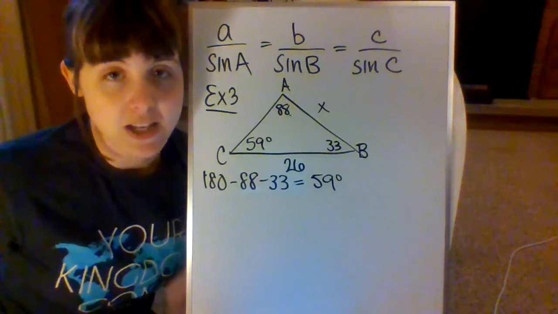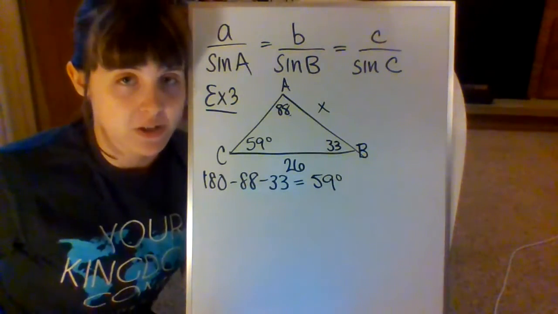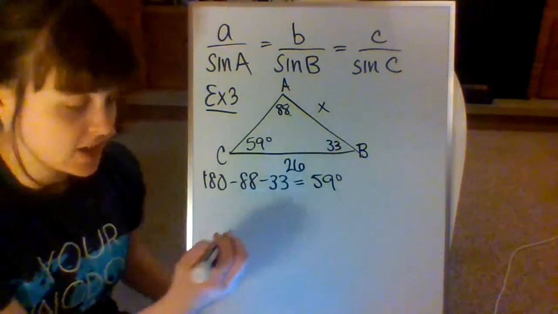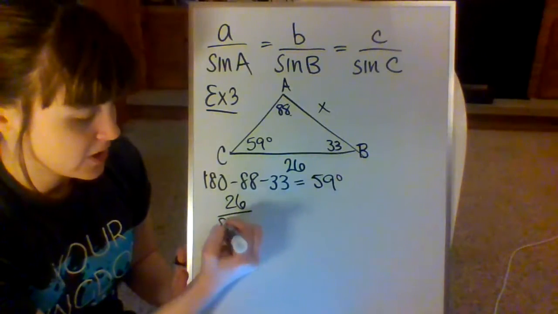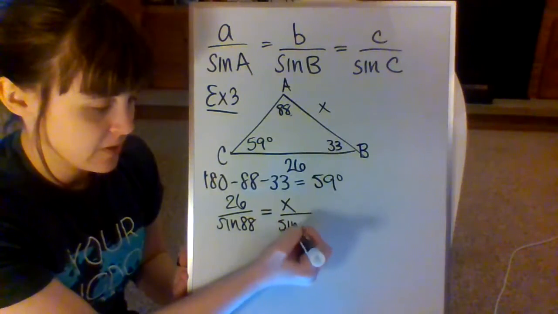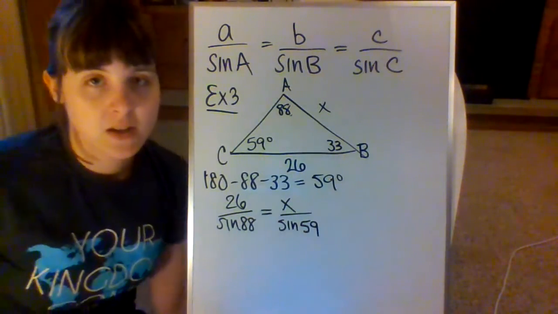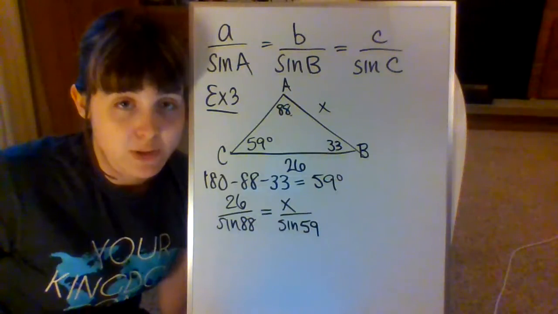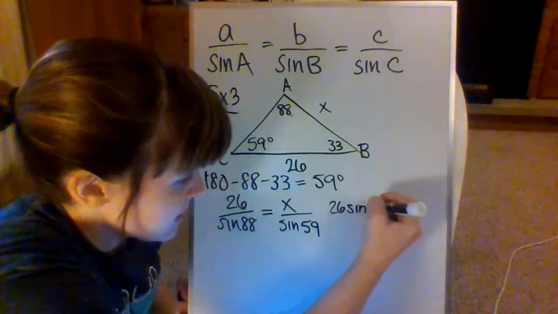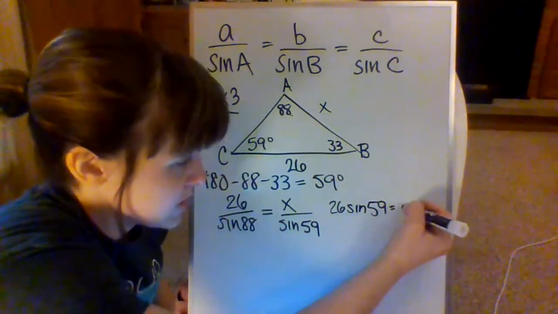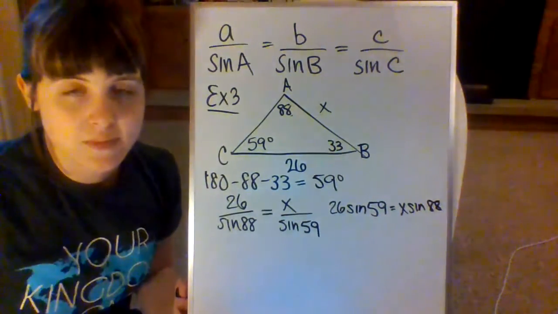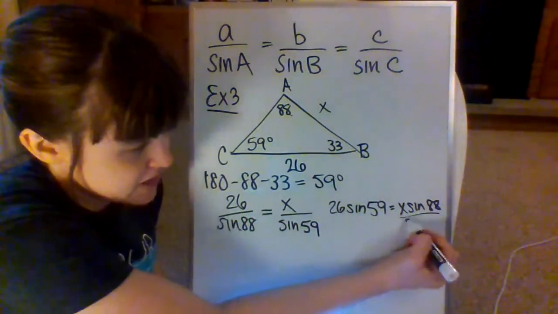Okay, so now we're going to set up our proportion and we're going to solve. So we have 26 and its opposite angle is 88. So 26 over sine 88 equals x over sine 59. Okay, and we're going to cross multiply. So we're going to have 26 sine 59 equals x sine 88. And then we're going to divide both sides by sine 88.